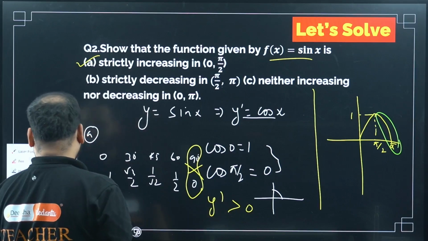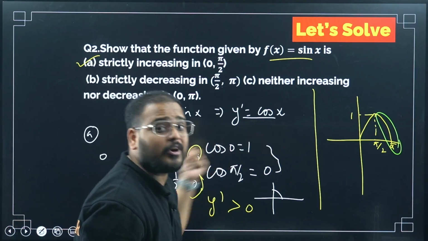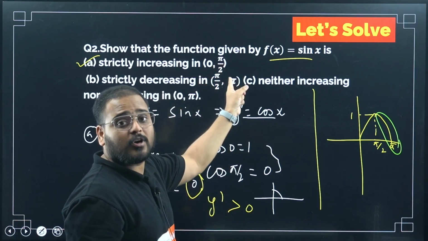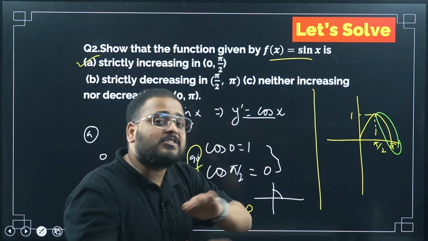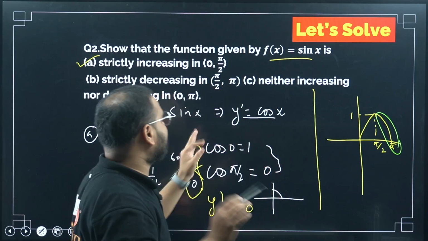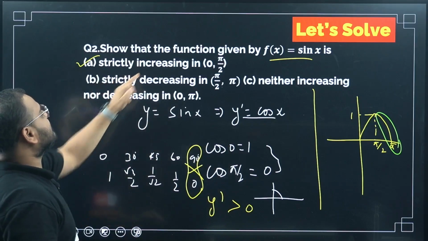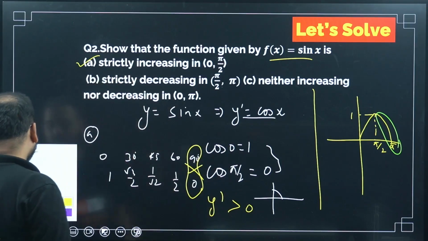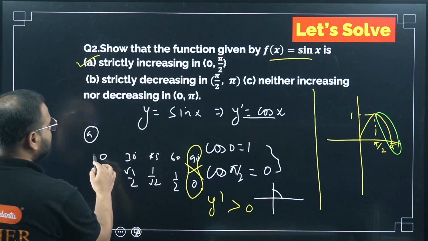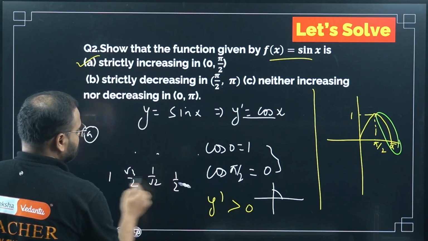So the derivative of cos x, in the interval 0 to pi by 2, is what? Always positive. We don't see the trend here, bacha, only the sign. Derivative of cos x is always positive. In that condition, strictly increasing is valid. So I just showed right now, if you have to ask what are the necessary points, I can write only this, and this is true.